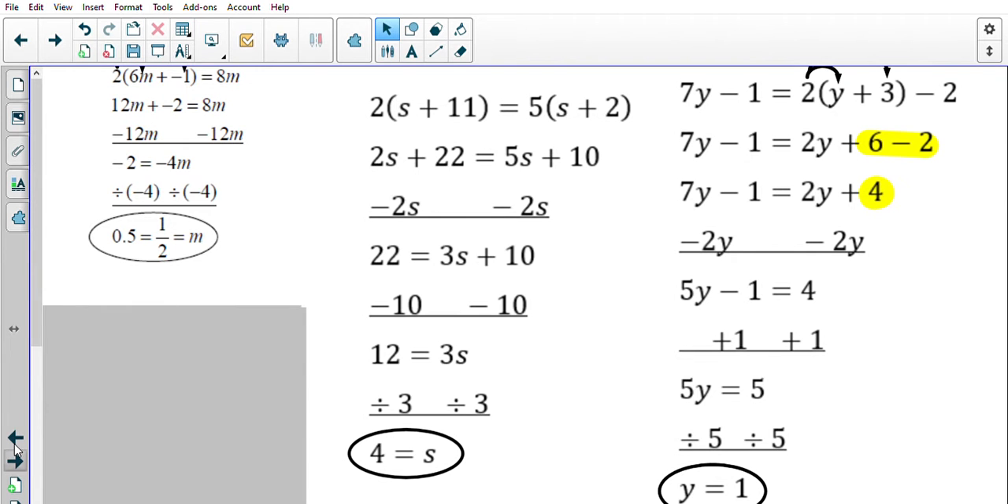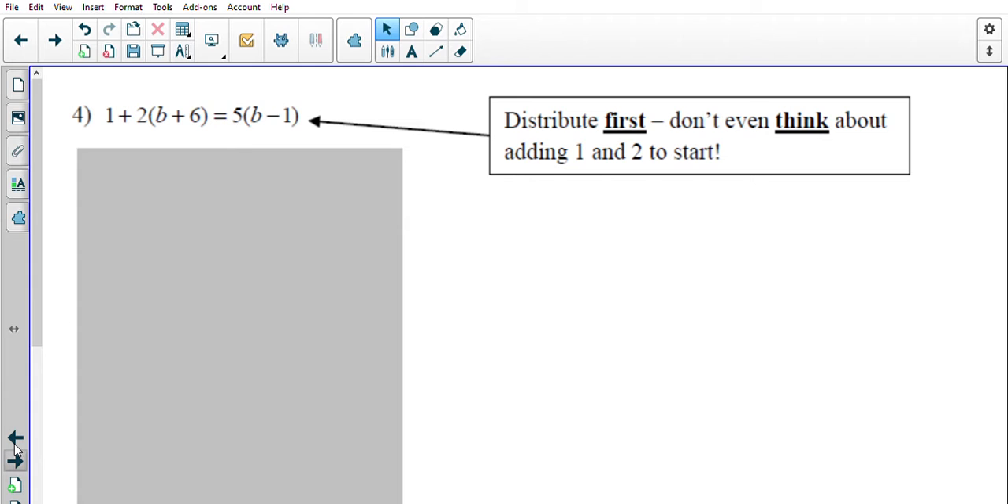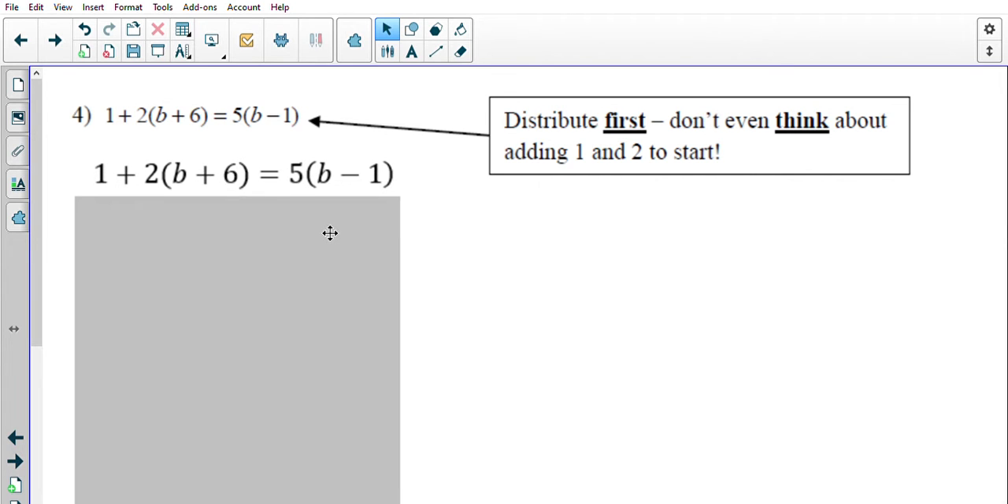All right, let's go ahead and move to number 4. So I really want to stress that you want to make sure to distribute first. Do not add 1 and 2 together. A lot of times students see 1 plus 2 and they're like, I know that. I'm going to do 1 plus 2. That gets me 3. But you have to get rid of those parentheses first. So you're going to see that here. That we're going to distribute right away.